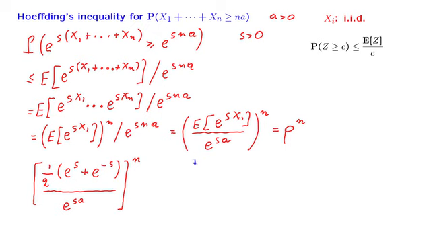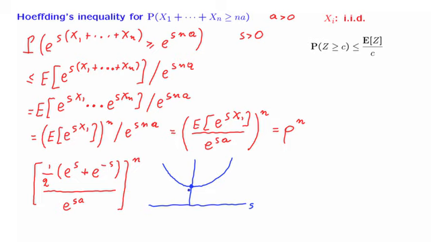Let's look at the numerator as a function of s. When s is equal to 0, we have 1/2 plus 1/2, that gives us 1. And then as s moves away from 0, this function will have this kind of shape, and it is symmetric around 0 because we have an s and a -s here. In particular, the derivative of this function is 0 at 0.